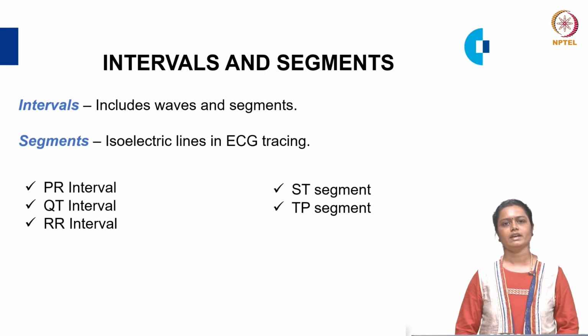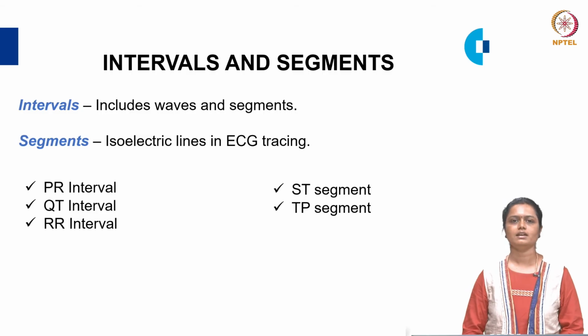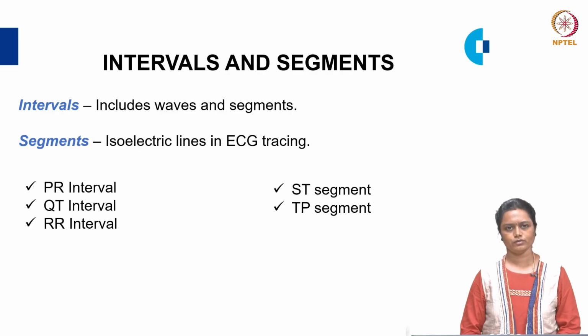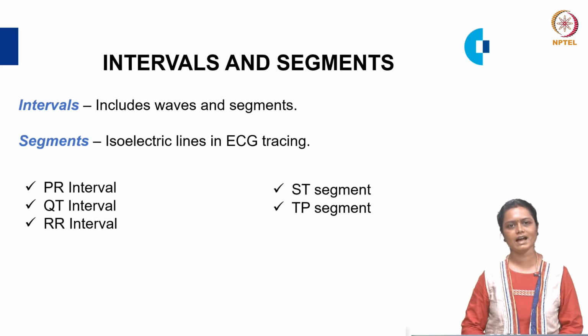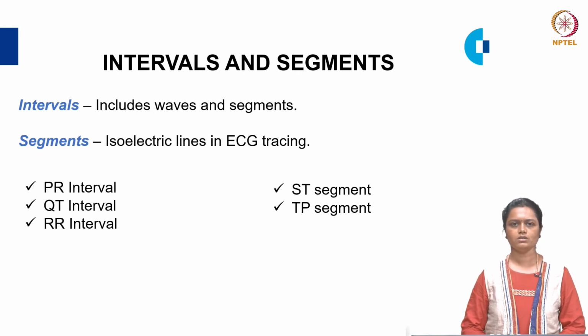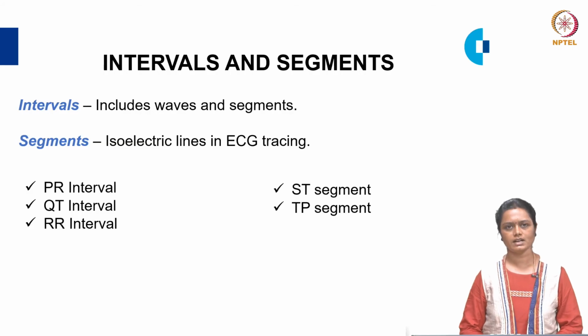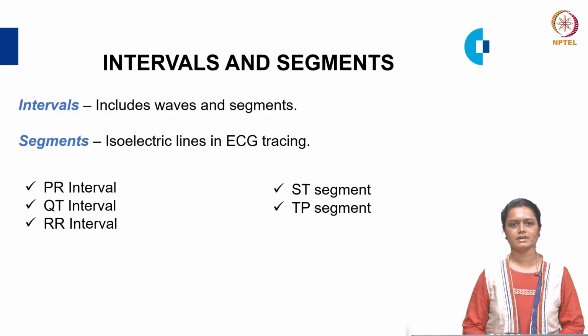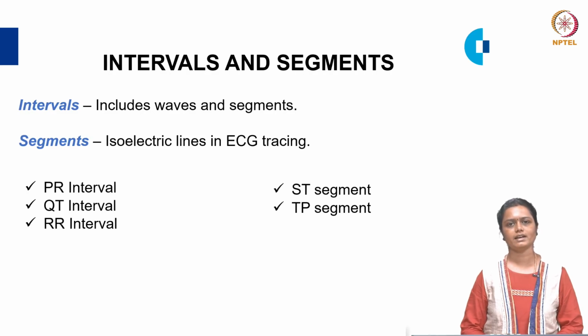Having discussed the various waveforms, now we are moving on to the intervals and segments. When you look at an ECG, you will not only have the waveforms, but you also have a flat line, which is called the isoelectric line. So, what do these flat lines represent? These lines represent that there is no electrical activation of the heart. If you are not recording any electrical activation, you get a flat line.